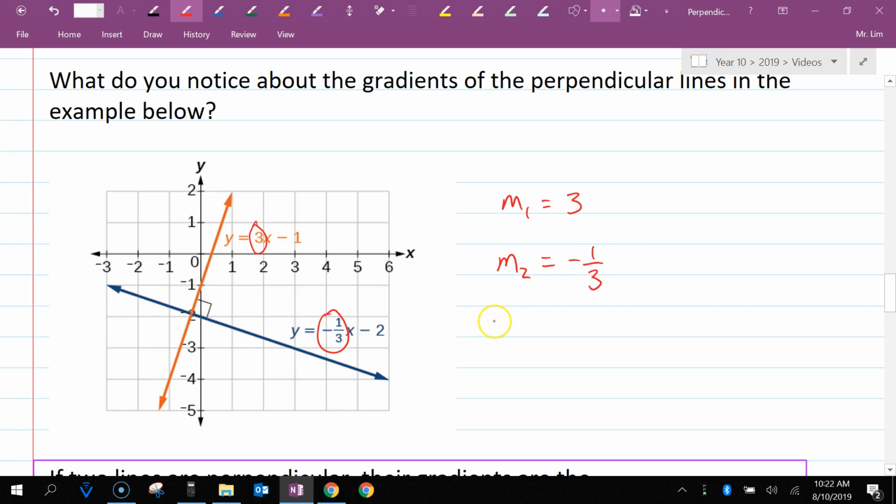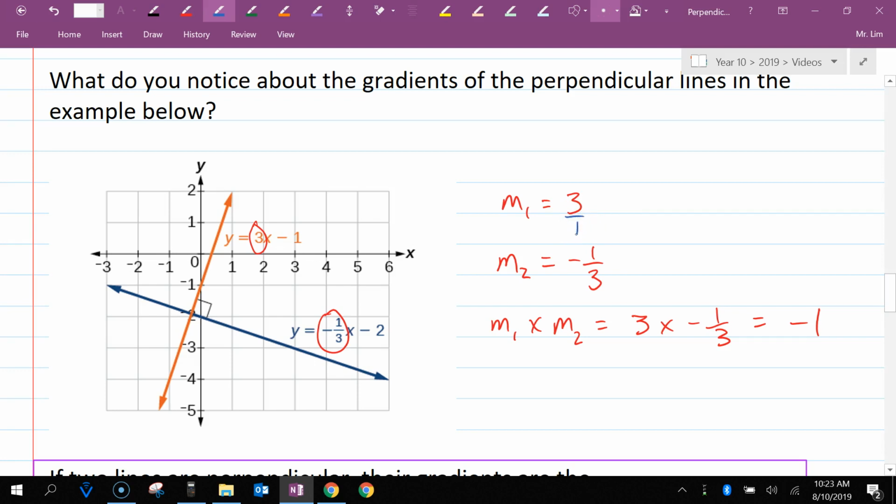If we were to multiply them together, m1 times m2, we get 3 times minus 1/3, which is equal to negative 1. So whenever we have perpendicular lines, the gradients will always multiply to negative 1. We can also notice that if we look at m1, we can write that as a fraction, 3 over 1.